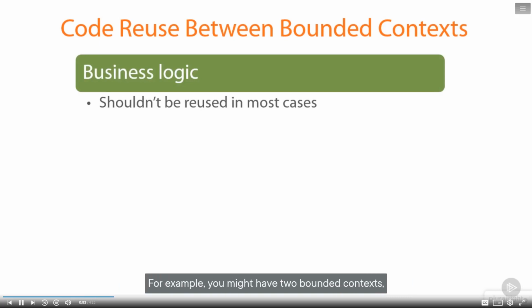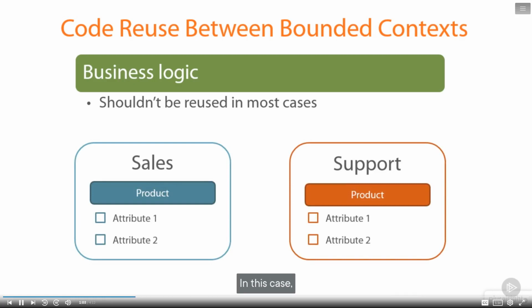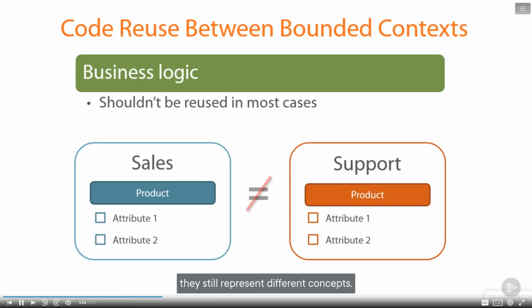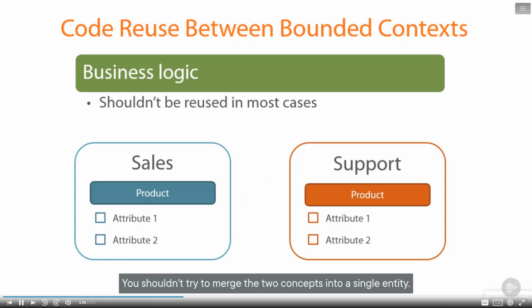For example, you might have two bounded contexts, sales and support, which both contain a product entity. It may even be that these entities have some behavior in common. In this case, you still need to create separate entities for them in both bounded contexts and store them in distinct database tables. The reason here is that despite the fact these entities have some commonalities, they still represent different concepts. The sales perspective on what a product is is not the same as the support perspective on it, even if that is the same physical product. You shouldn't try to merge the two concepts into a single entity.